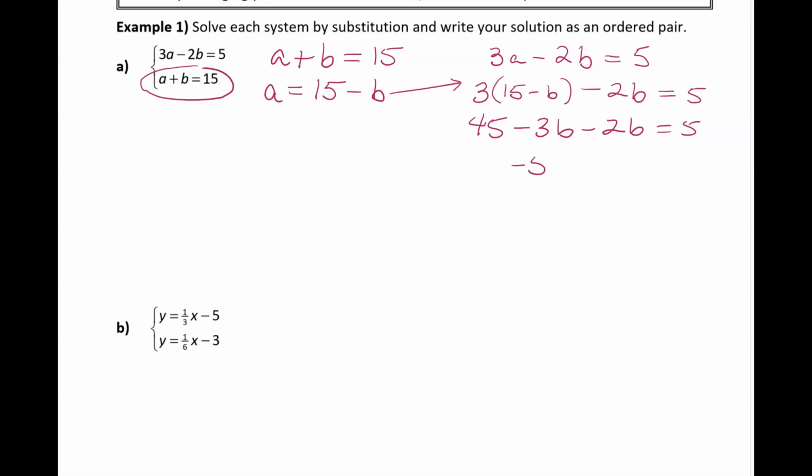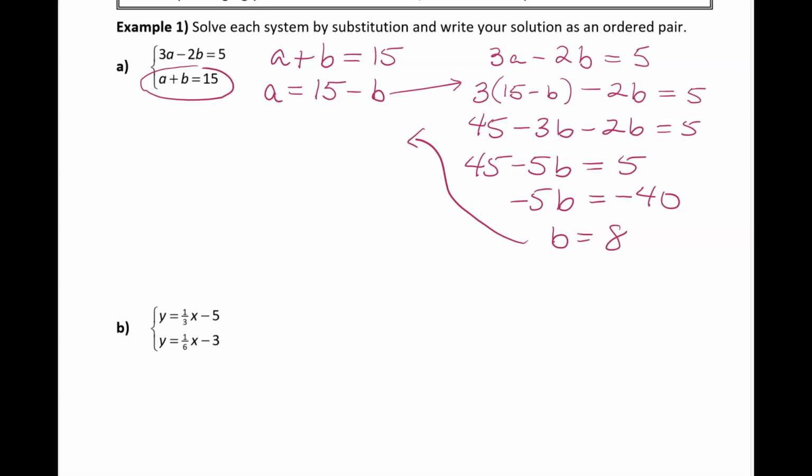So we have negative 5b and 45 equals 5. Subtracting 45, we'll have negative 40. So dividing by negative 5, b is 8. And we'll take that b equal to 8 and go back to the first equation and replace the b with 8. And that's going to give us an a of 7. So it's an ordered pair 7, 8. That is an (a, b).